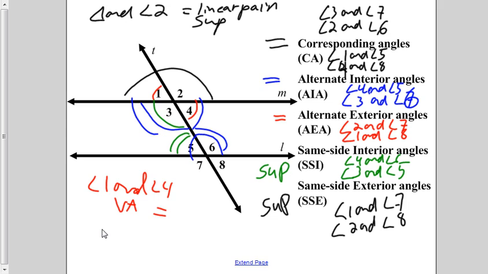Linear pairs are, for example, 1 and 2. And a vertical angle example, just one example, is 1 and 4. There's a lot more vertical angles than linear pairs. I just gave you one example of those instead of all the examples. Okay.